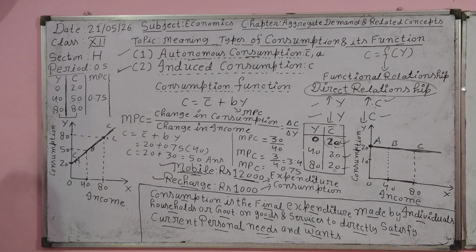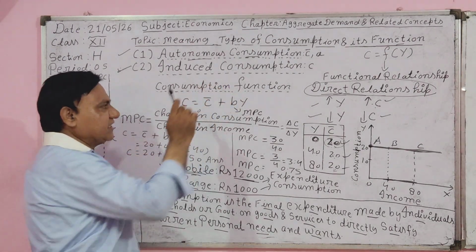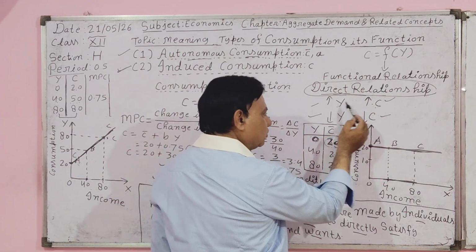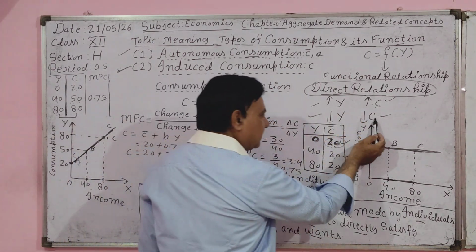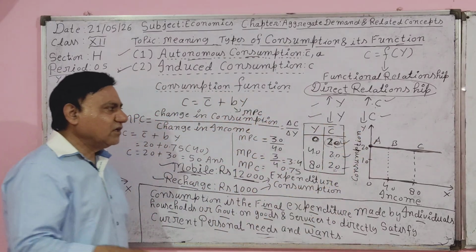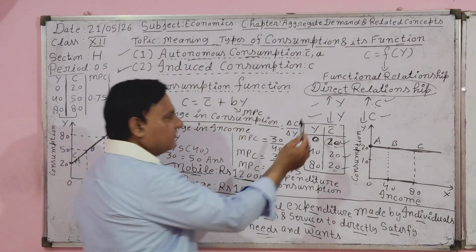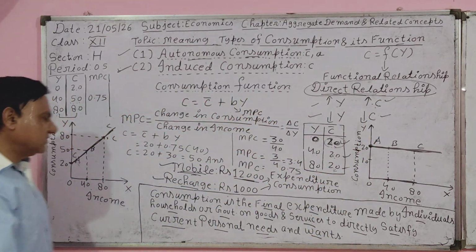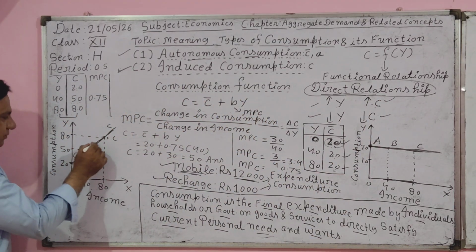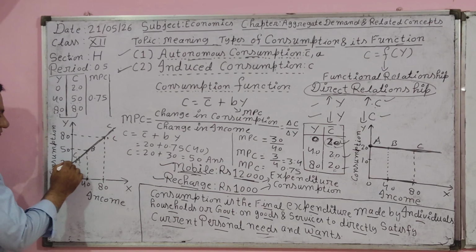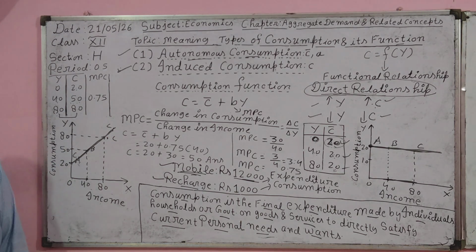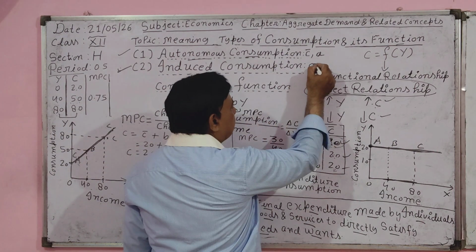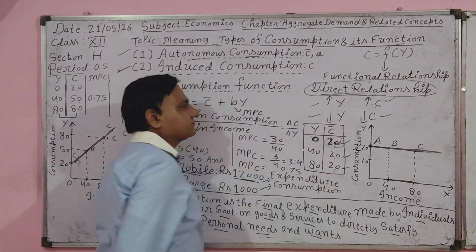Okay. In short, induced consumption is that type of consumption in which consumption increases due to increase in income, and consumption decreases due to decrease in income. It shows direct relationship between income and consumption. Due to this direct relationship, the consumption curve is an upward sloping curve through y-axis. Induced consumption is denoted by capital letter C.